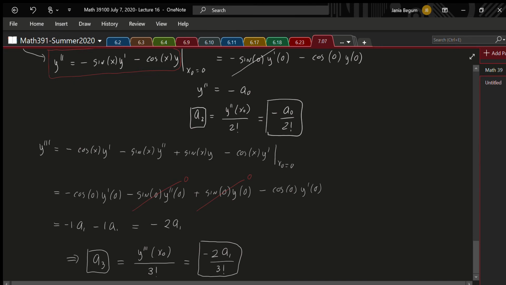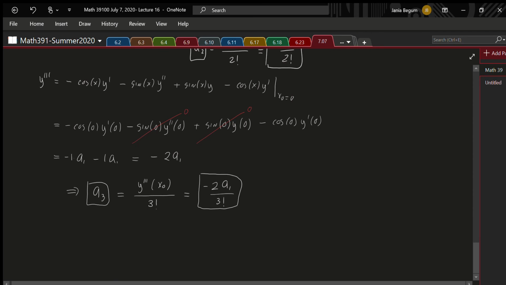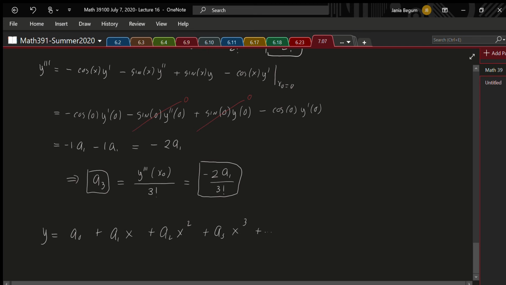So let's write out the solution to this. And then you can go for the fourth derivative and just keep repeating the same thing. But I think the idea is explained. So our solution is going to be A0 plus A1 x plus A2 x squared, one more term, A3 x cubed, and so on. And now let's plug this in.